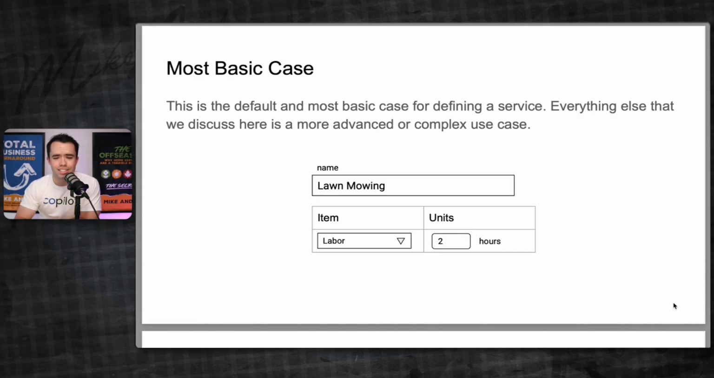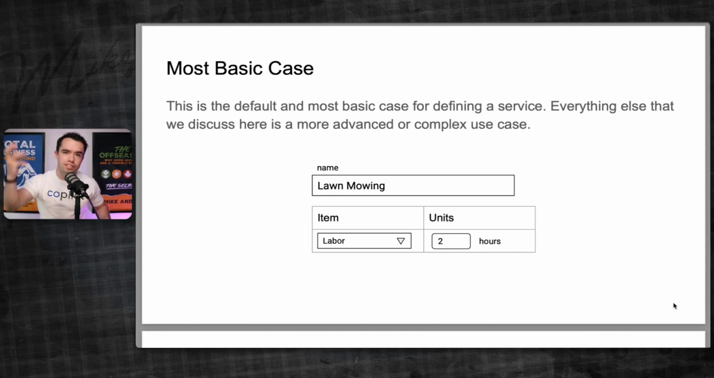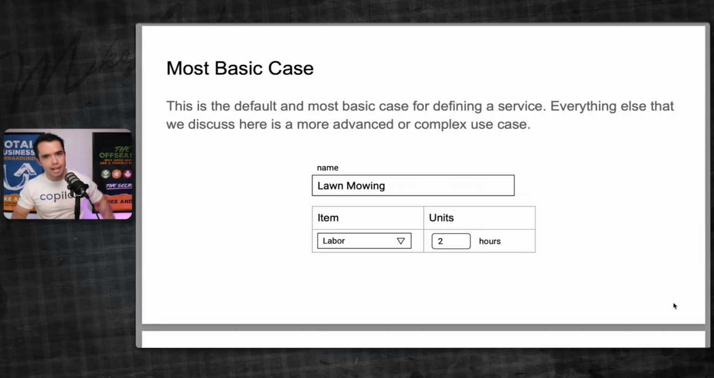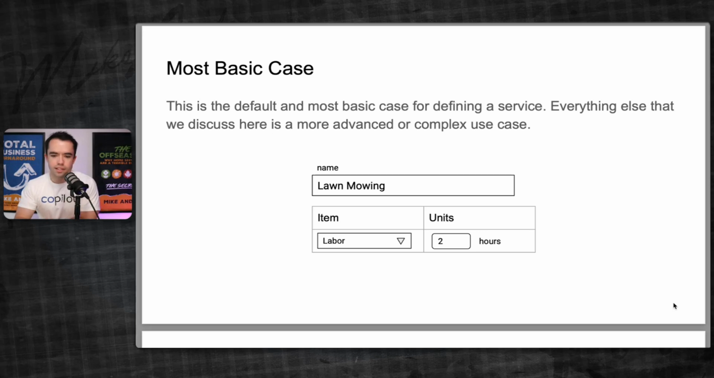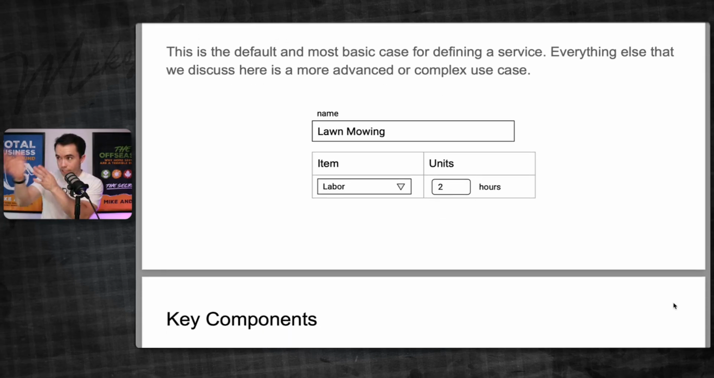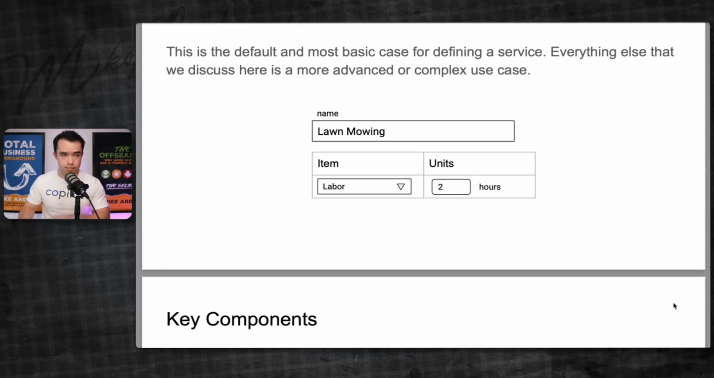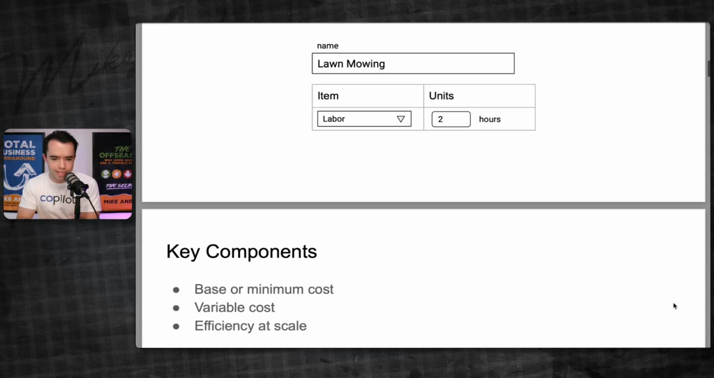So the default, most basic case for defining a service is the starting point. Everything else that we discuss here is a more advanced or complex use case. And that is ultimately we're selling units of time. An hour, 1.5 hours, half an hour. These are units of labor, okay? And you could sell that for mowing. That's the simplest form. That will take 1 hour to do the job. Okay, great. Times that by $80 per hour, your cost is $80. That's the simplest and most basic form.